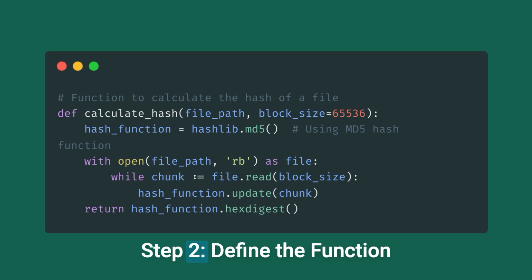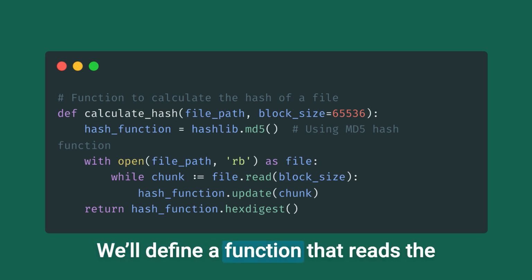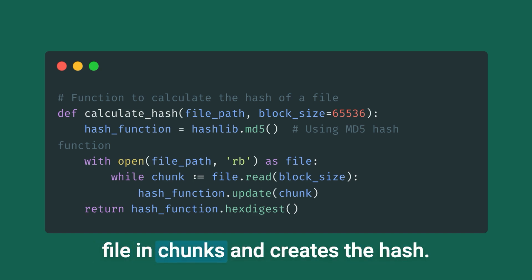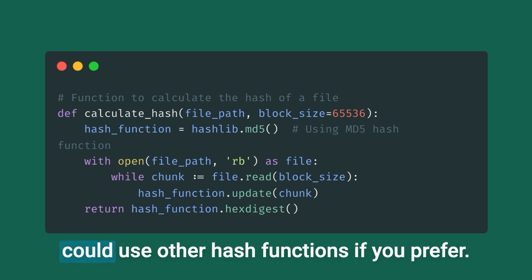Step 2. Define the function to calculate file hashes. Next, we need to calculate the hash of each file. We'll define a function that reads the file in chunks and creates the hash. Here, we're using the MD5 algorithm, but you could use other hash functions if you prefer.